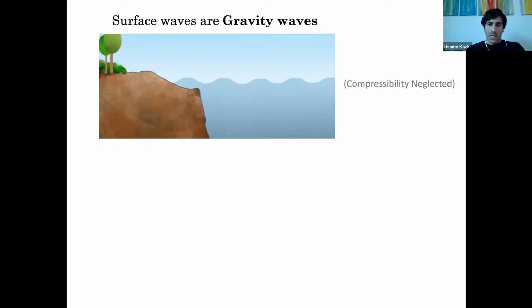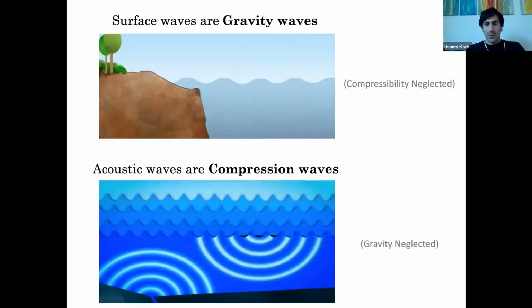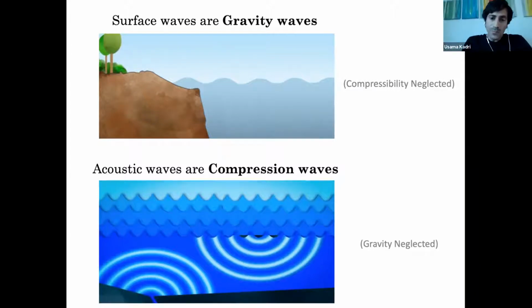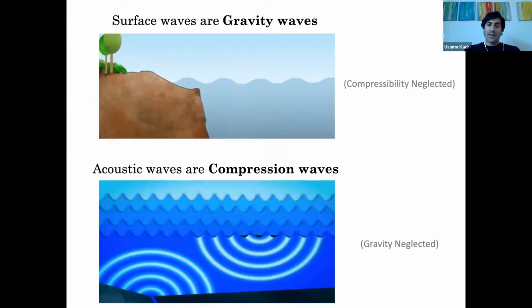We ignore the compressibility because for many applications, the slight compressibility of the water won't make much difference. On the other hand, if you're swimming in a pool, you can speak underwater, you can hear sound, right? And sound is a compression wave, and it requires the medium to be compressed. So if you want to make an analysis for underwater sound waves, then you need the compressibility of the water. But on the other hand, here the gravitational effect is not required, unlike in the surface gravity waves, which are called surface gravity waves because gravity is the restoring force.